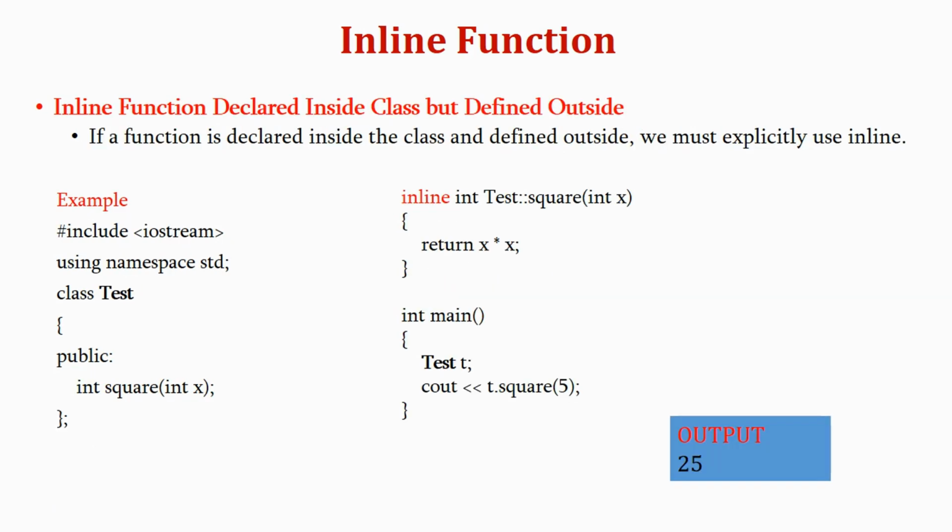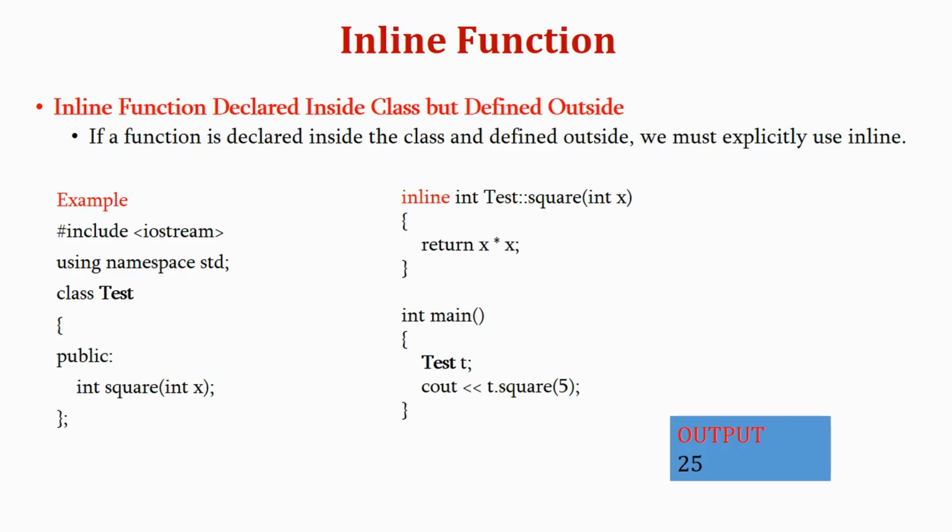Next, an inline function declared inside the class but defined outside of the class. If the function is declared inside the class and defined outside, in that case we must explicitly use inline. See the example. The class is Test, and the access specifier is public. Here the function is declared: return type integer, function name square, and parameter x, which is an integer. So the function is declared and the class is closed.